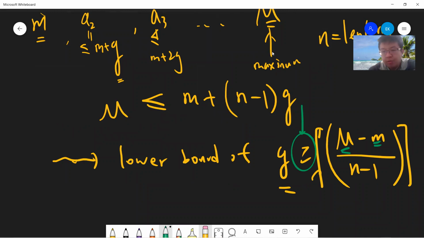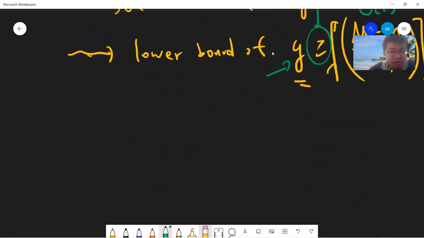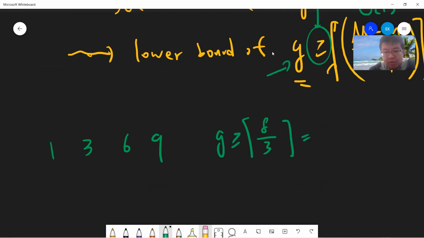Because if you want to find the maximum and minimum, this just takes one pass. So now you have already found a lower bound of the gap, right? So for example, for this 1, 3, 6, 9, your G will equal 8 divided by 3, and taking the ceiling it becomes 3. Okay, so in this case it's just the answer, but we have just proved that G cannot be less than 3.